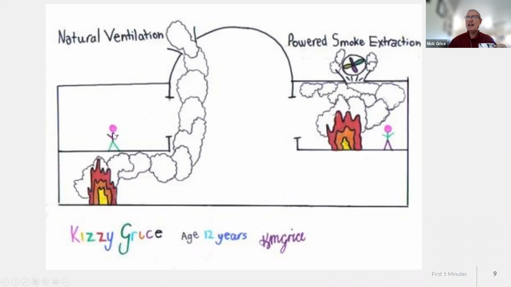So that just shows you a natural ventilation system, and that shows you a powered extraction system. These bits here, which I'm going to talk about in a minute, are smoke barriers. So you can see the smoke in there. Those barriers are designed to stop the smoke going out and just take it into that compartment, so the smoke doesn't flow into that compartment.